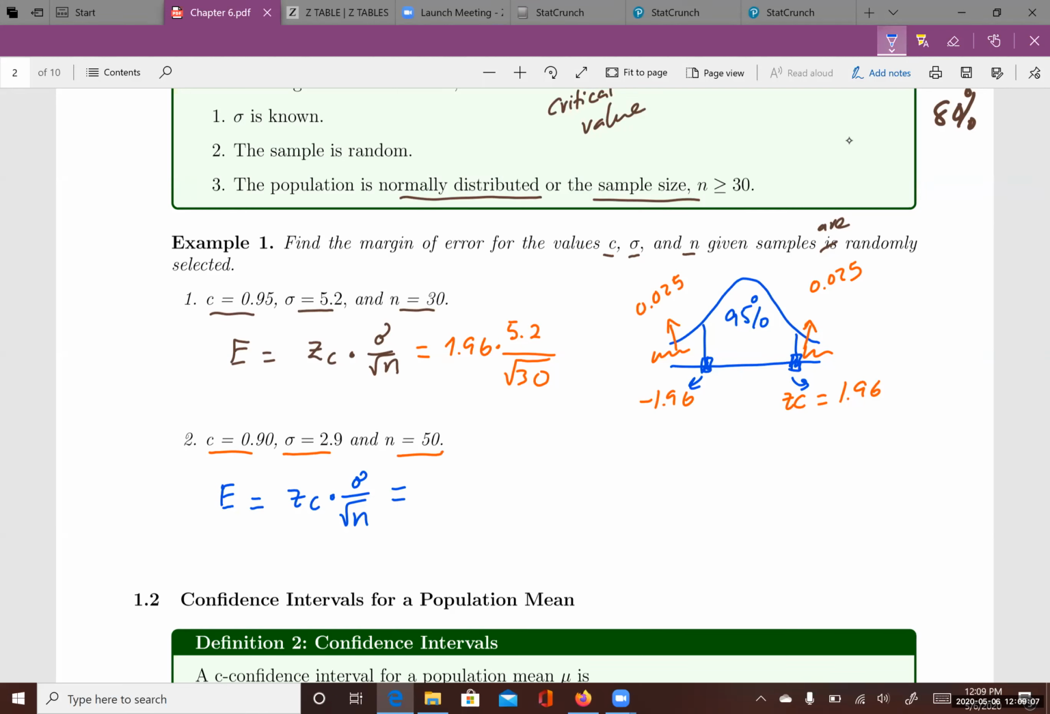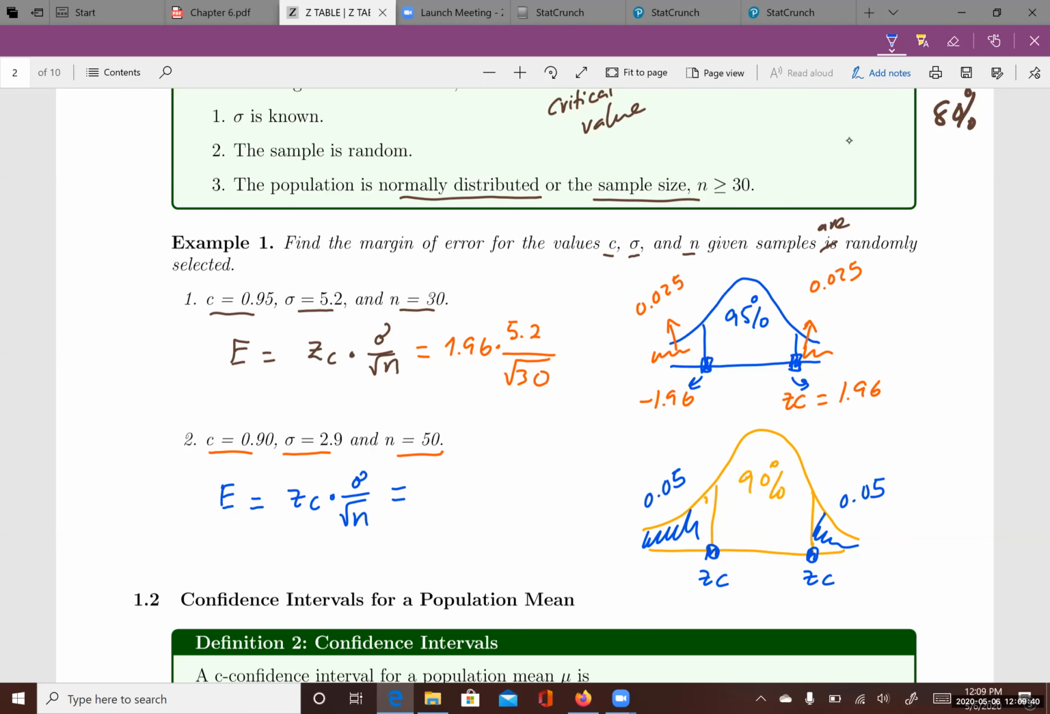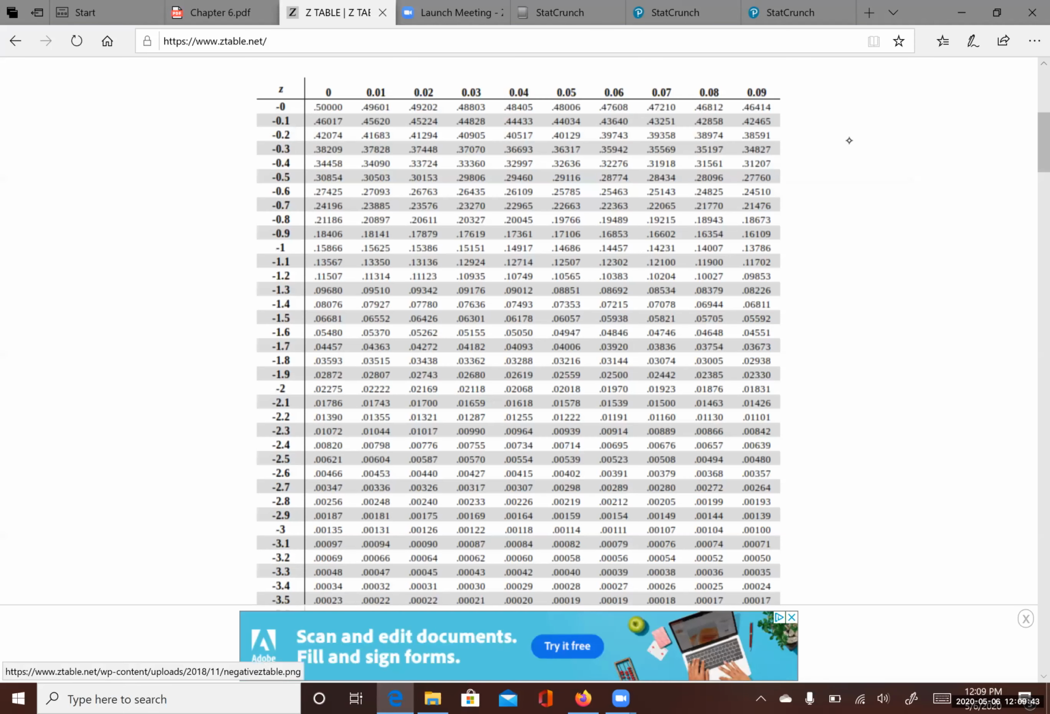Zc, what is Zc in this case when c equals 0.9? 0.9 means the middle area is about 90%. If the middle area is about 90%, then the area to the left and the area to the right here is about 0.05, right? Because the total error should be 0.1. So what is Zc here? We can go to the Z table now. The number is 0.05.